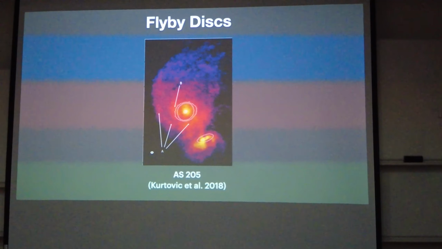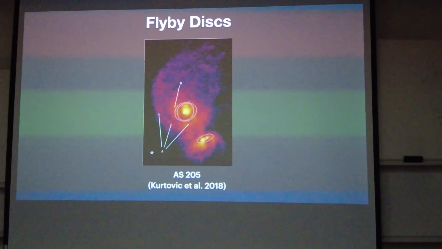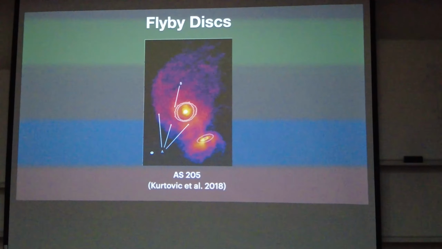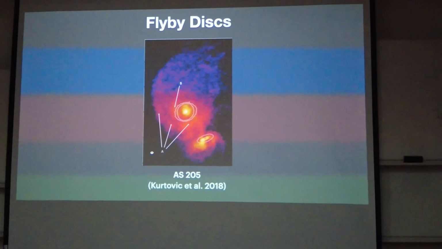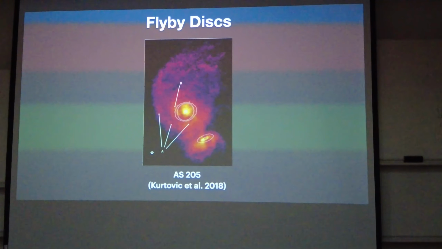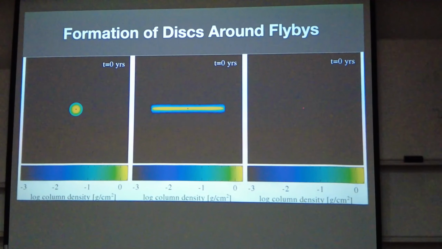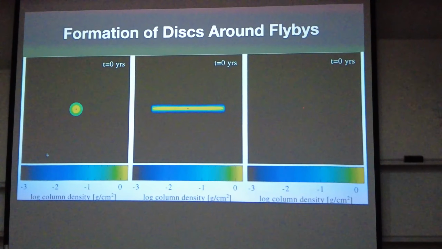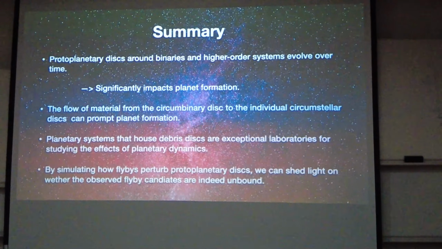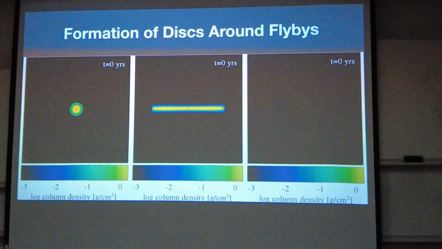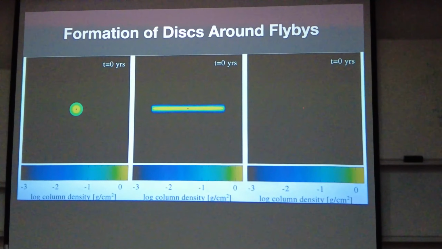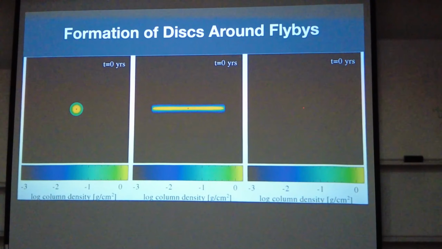So I wanted to again show you this one, AS205, because it's a very interesting flyby candidate. Again, we see that there's material being pulled off of the primary disk and a disk forming around the flyby. So you go to the next slide. I was interested in this formation mechanism. In this case, we're going to start the movie. The left panel shows the disk face on. The middle panel shows the disk edge on, and the right panel shows the flyby itself. You play the movie; they should all play at once.